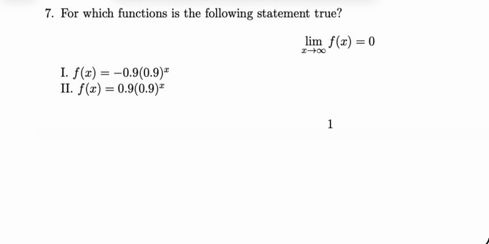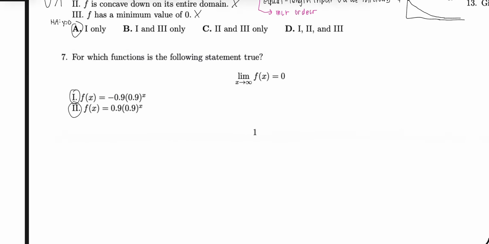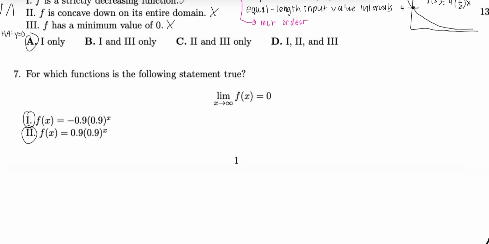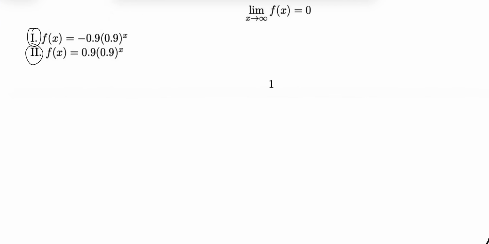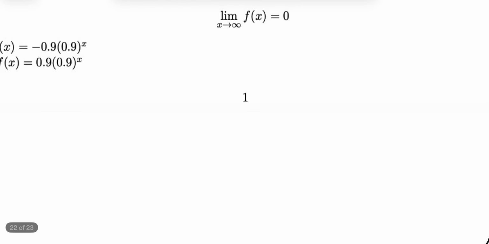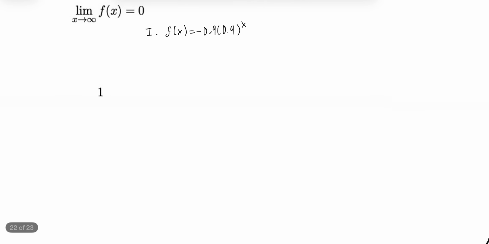For which of the functions is the following statement true? So our answer is going to be 1 and 2 only. Some of the questions got cut off. So this is going to be limit as x approaches infinity for option 1, which was f of x is equal to negative 0.9 times 0.9 to the power of x. Let me just write out all the options.